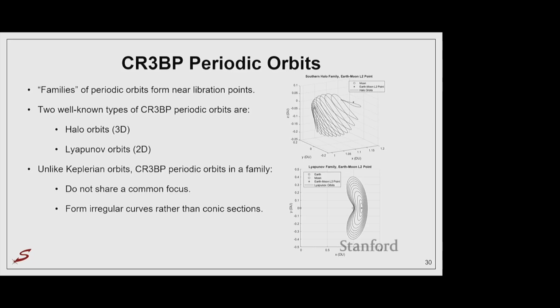So that makes it hard as well. And here's another family of Lyapunov orbits that are two-dimensional. But you see again, kind of irregular motion, hard to parameterize both dynamically and geometrically.